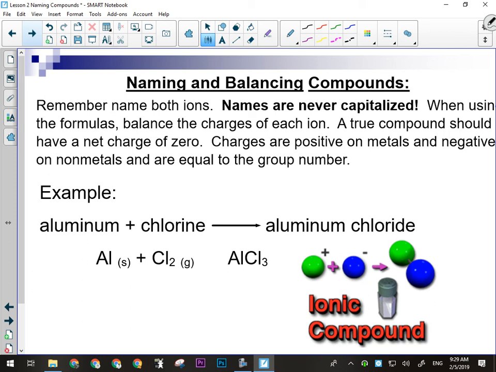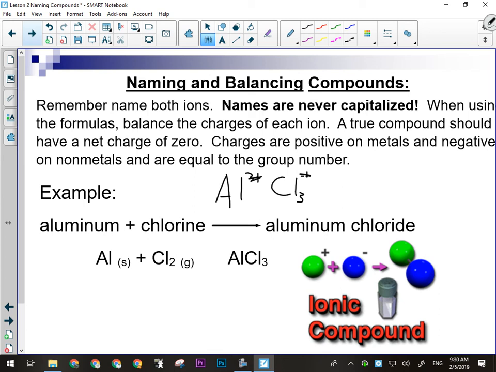If we're looking at aluminum and chlorine, aluminum has a charge of 3+, chlorine has a charge of -1, so I would need how many chlorines to make this work? 3. That's why when we drop and swap, this always works out. 1 aluminum, 3 chlorines, and now I've got 3 positives and 3 negatives. The net charge is 0. So the swap and drop always makes sure that that's true.